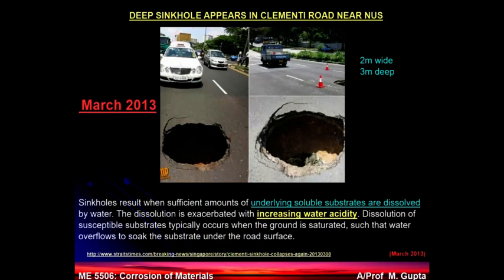Acid rain, right? It can dissolve some of the soluble substances in the soil. Over time, it keeps dissolving, and underneath the road, your soil is being dissolved, the soluble components having been dissolved by the acidic rainwater. And one day, it caves in.